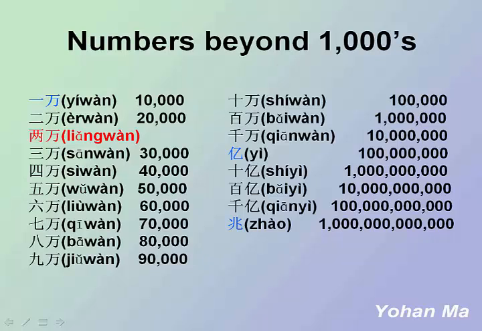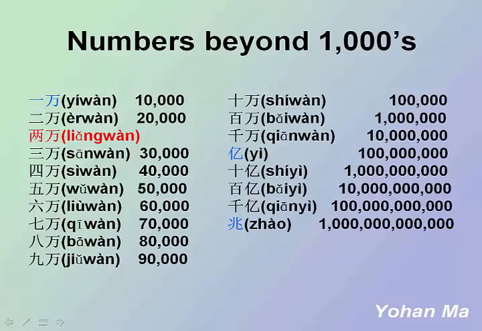A million, in English, is a second stage for the 10,000. 10,000 times 10,000 is a million. But in Chinese, it's still under the 万 unit. 百万 means a million. 千万, that's 10 million.